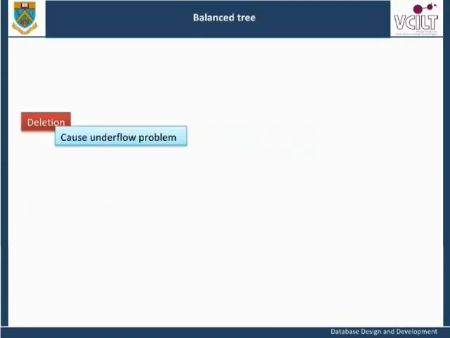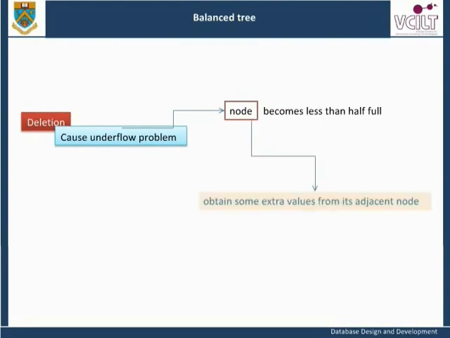Deletion may cause an underflow problem where a node becomes less than half full. When this happens, the node which underflows may obtain some extra values from its adjacent node by redistribution, or may be merged with one of its adjacent nodes if there are not enough values to redistribute, and this can also propagate all the way to the root. Hence, deletion can reduce the number of tree levels.